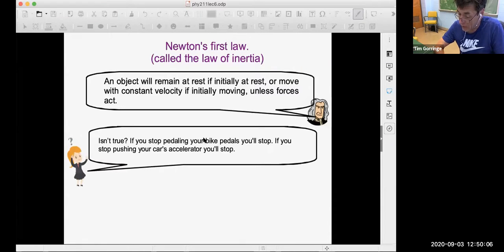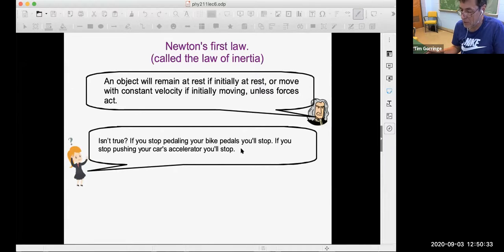I was driving to school today. And I might say, well, if I stop putting my foot on the car's accelerator, exerting a force on the car's accelerator, then the car comes to a stop. It seems from our everyday experience, riding the bike, driving the car, that we need to exert a force to keep ourselves in motion.